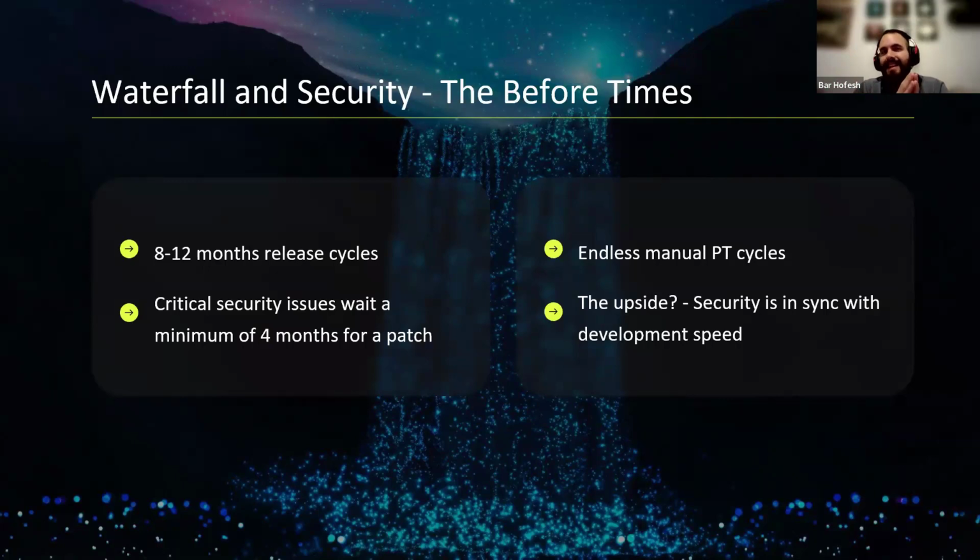Think about high and critical severity items. In waterfall, those can take 4 months, 5 months. Think about your D-Link routers in your homes. When did you update them last? Right? No one updates them. If they have a critical vulnerability in them, it takes a lot of time until they get any kind of updates. And this is how it was for everything. But there was an upside. Even with all of that, there was an upside, and that is that security was in sync with development speeds, which means that at least security could say, all right, we did our best evaluating the solution, the product that you're going to put out there, and from the best of our understanding, it should be fine.